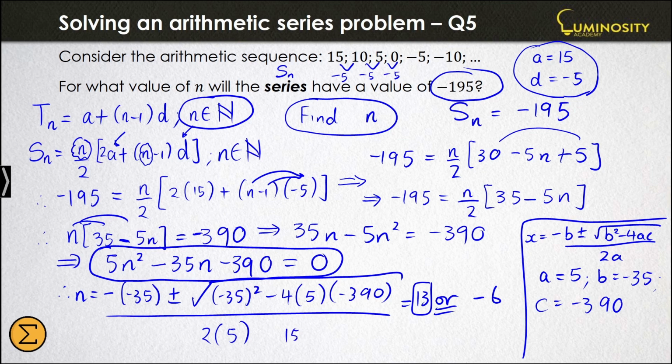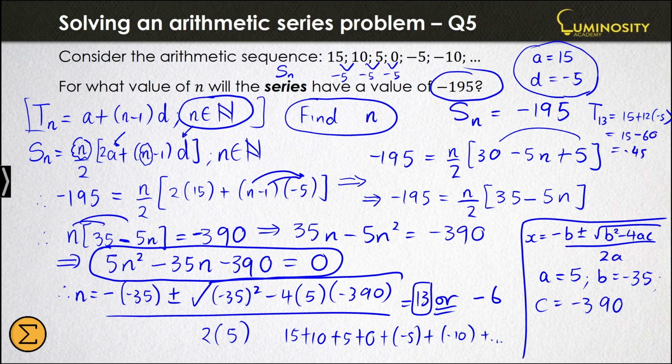So basically, if you added up 15 plus 10 plus 5 plus 0 plus negative 5 plus negative 10, all the way up to the 13th term, which will be what? Well, we can work that out using the general sequence form here. So that'll be T13, which is 15 plus 12 times negative 5. So that's 15, and 12 times negative 5, that's negative 60. So I get negative 45. So if you add it all the way up to negative 45, then the final answer you get is negative 195. And that is what this problem is saying.